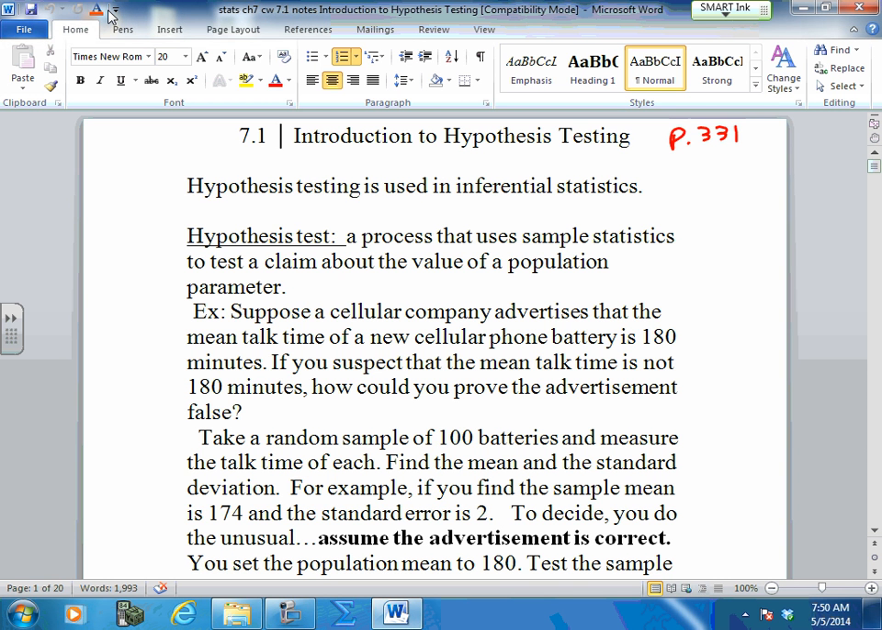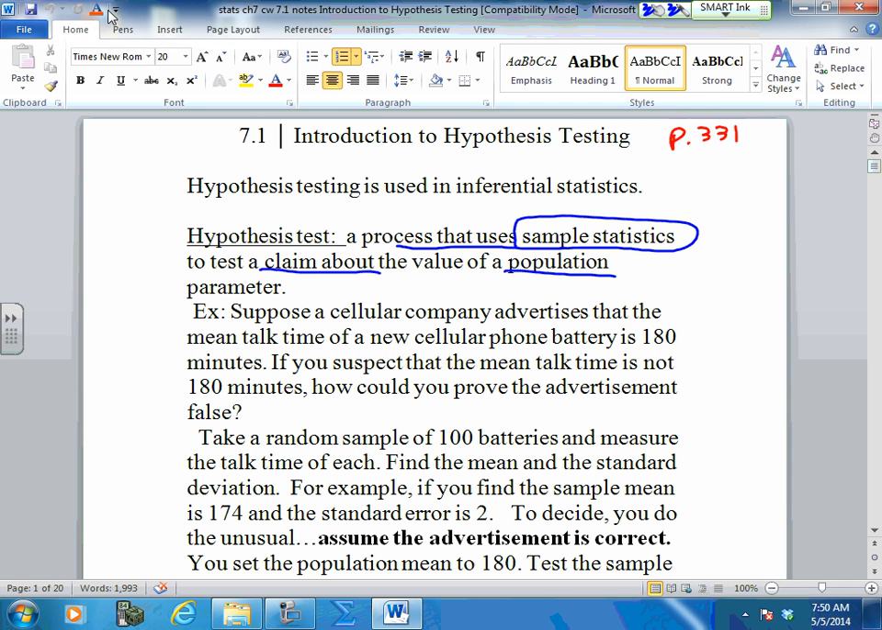And you can prove this, though you don't really say true or false. You say, I can support this, I can reject this, or I don't have enough evidence to reject. You're going to see there's a whole table on how you do this. So in the very beginning, we're just going to talk about the process of hypothesis testing.